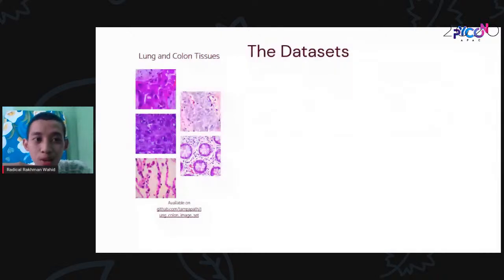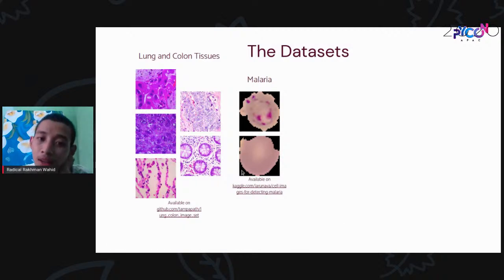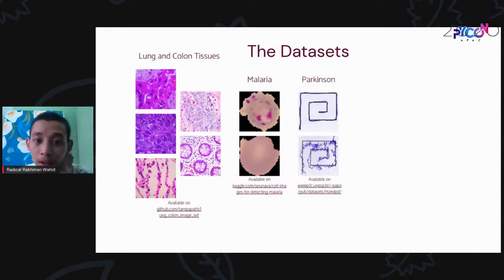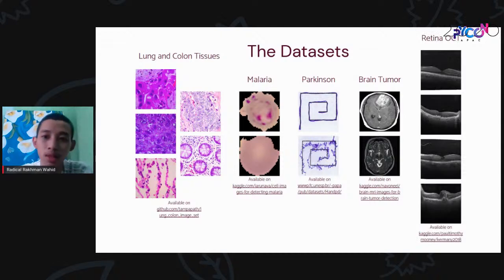As for the datasets, first I use lung and colon tissue images. This is for lung and colon tissue cancer classification that I used for my previous research paper. This is available on GitHub, at this link. Second is malaria, classifying blood smears to indicate malaria or not. Then Parkinson, classifying handwriting to indicate Parkinson or not. Then I'm also using brain tumor images. And last but not least, I am using retina OCT images.